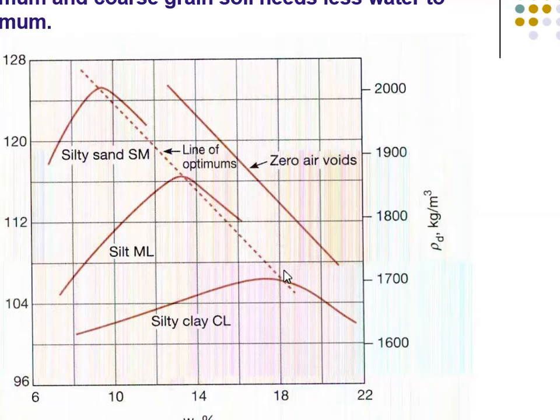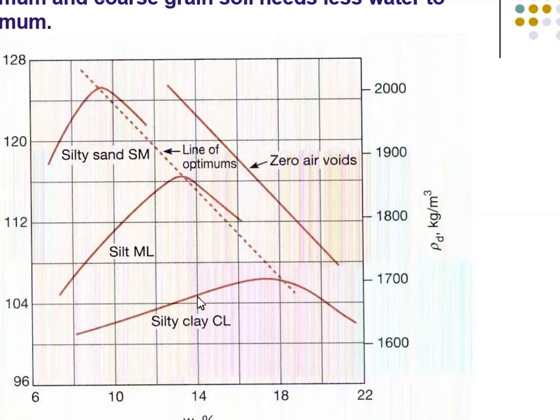It's important to note that different types of soils will have their unique relationship between gamma D and water content. So let's take a minute here to look at this data. This figure has data for silty sand, SM, silt and low plasticity silt, ML, and then silty clay, which is CL. And now we remember what these abbreviations really mean.